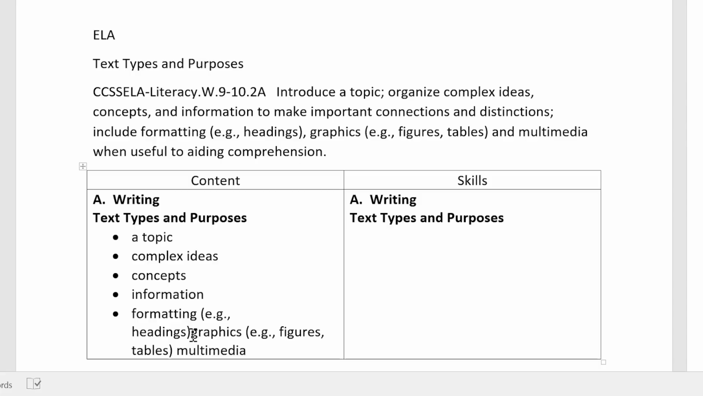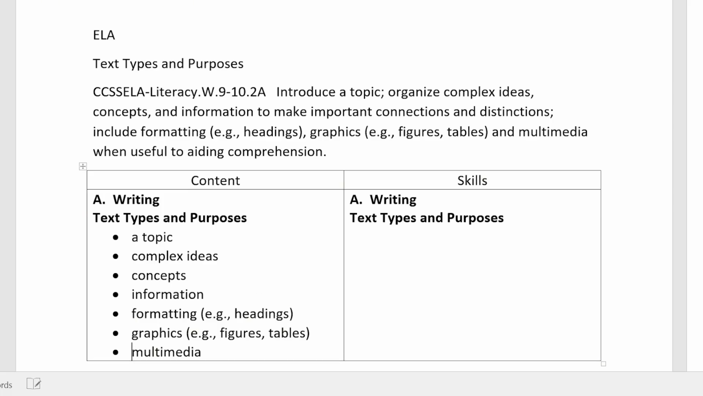I want all of this material to be approachable. Remember, I want a teacher to be able to look at the content and skills quickly and know exactly what lesson plans they're going after. Let's keep going. They need to have some graphics. Again, keep the EG. Oh, and they need multimedia. Let's go over to the skills. What does the student actually need to do?